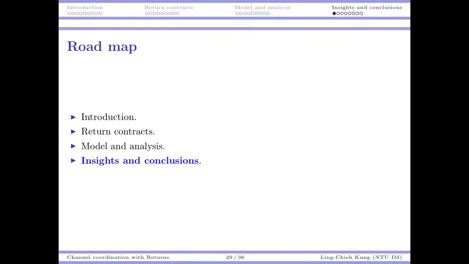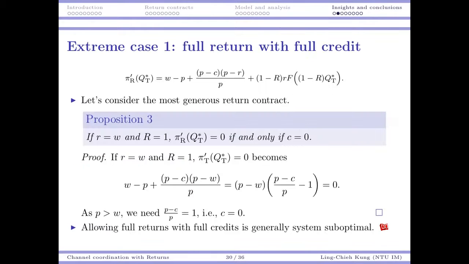Okay, so now let's talk about how we may analyze the previous first order condition and what insights we may get. In the previous video, we derived this particular equation. This is the retailer's first order derivative at the order quantity QT star. We want to see whether this particular quantity can be zero or not.